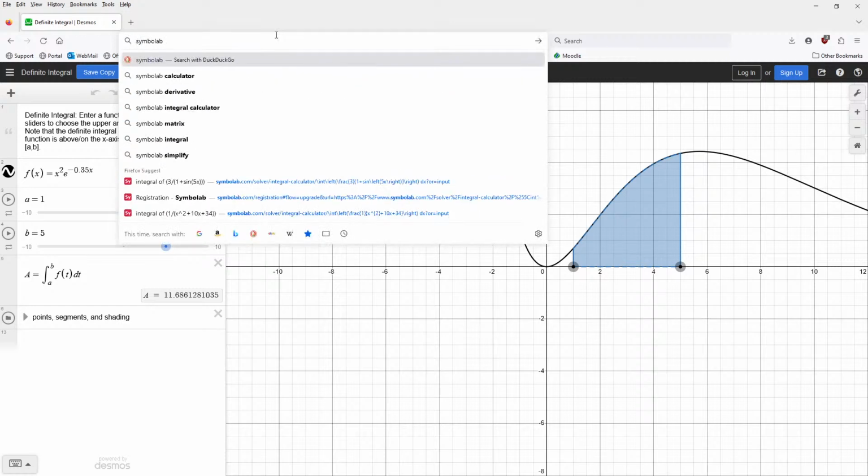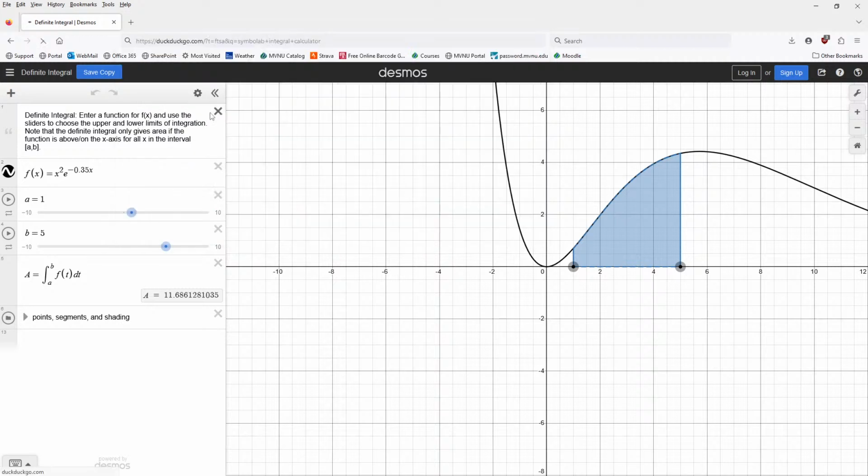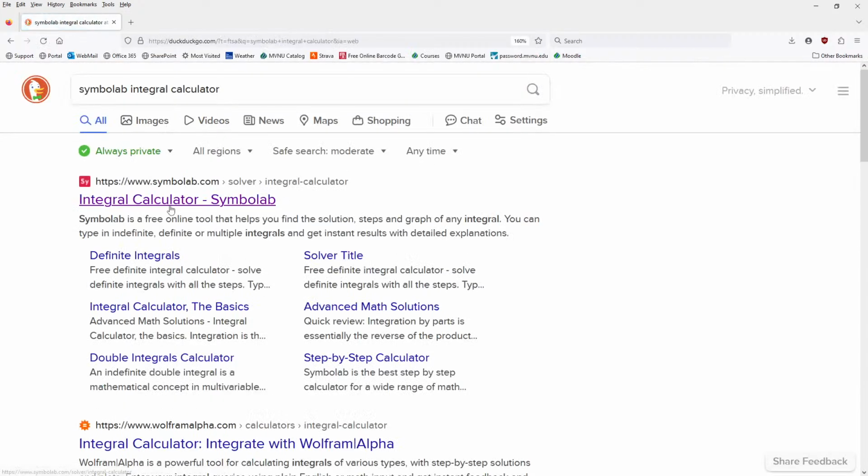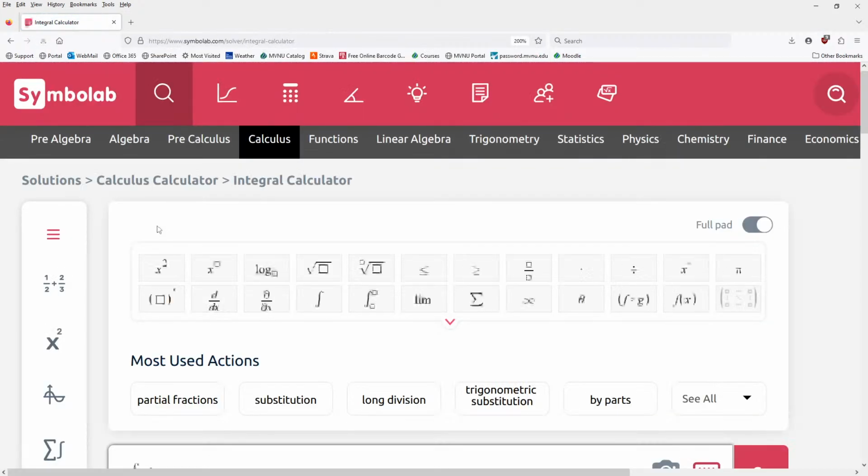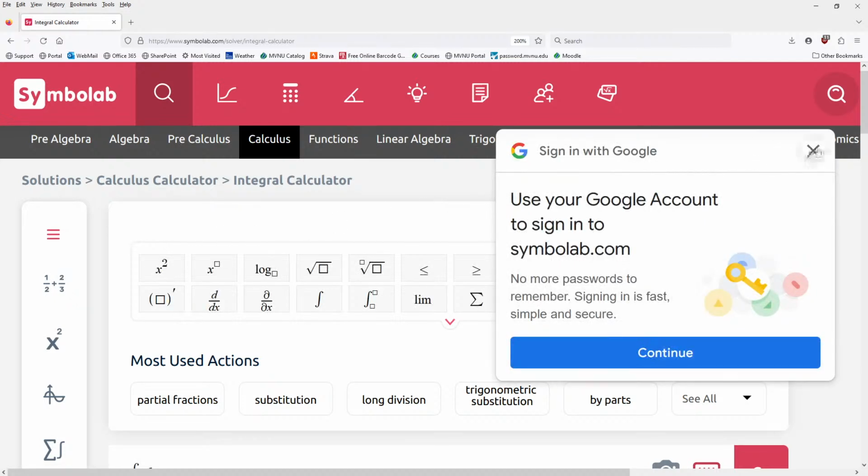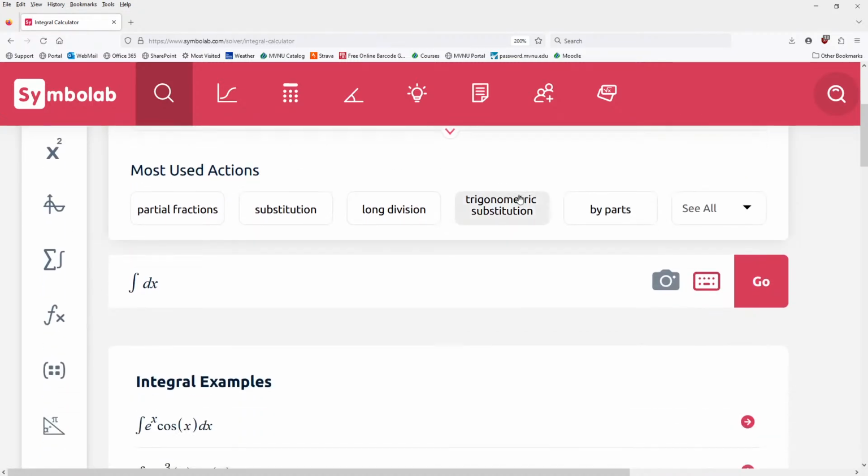Symbolab, did I spell that right? Symbolab integral. Oh, it's right there. That's what I want. Yeah, I want one that actually computes the antiderivative. Yes, this looks right. Okay, whatever it is, let's go ahead and do this.